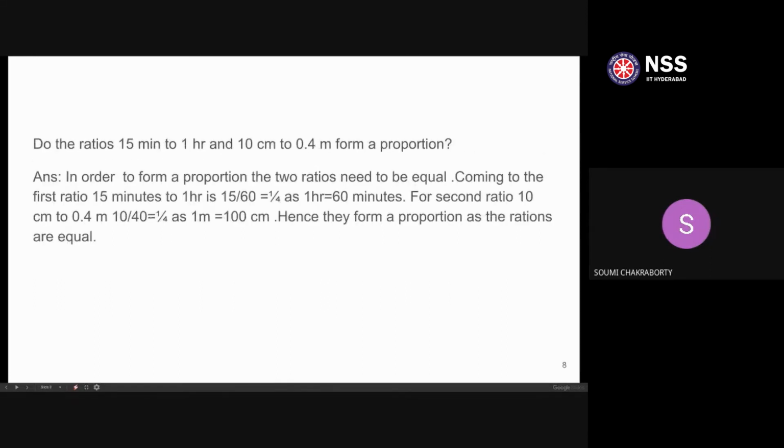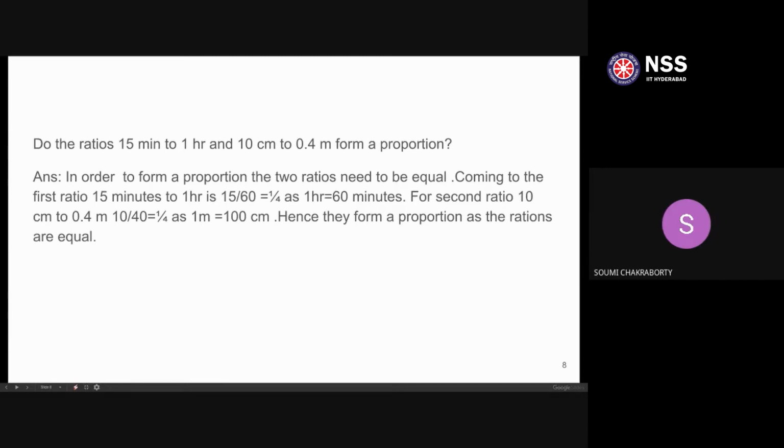Do the ratios 15 minutes to 1 hour and 10 centimeter to 0.4 meter form a proportion? So in order to form a proportion, like I mentioned, both the ratios need to be equal. So we need to find the ratio between 15 minutes to 1 hour, and we need to find the ratio between 10 centimeter to 0.4 meter.